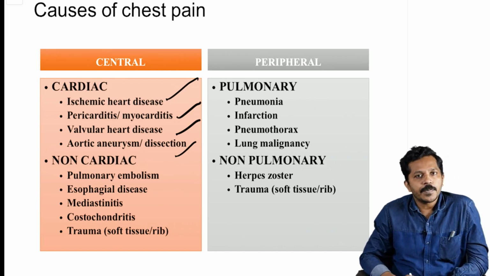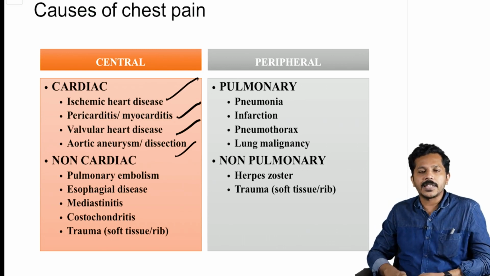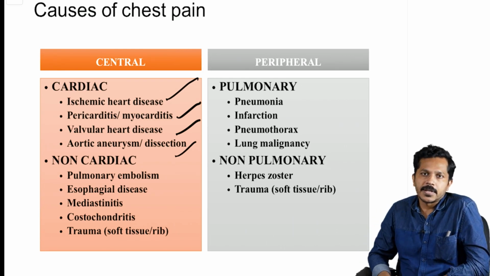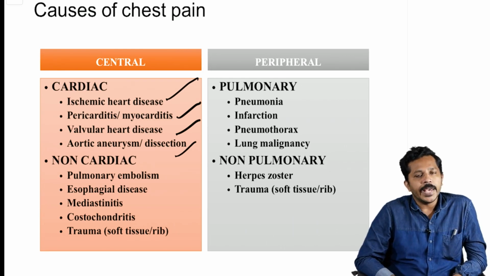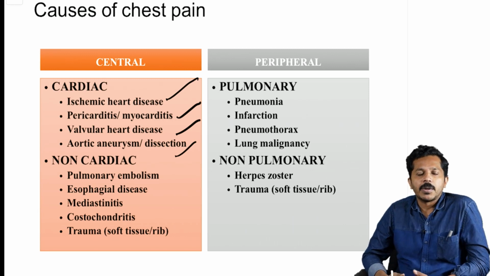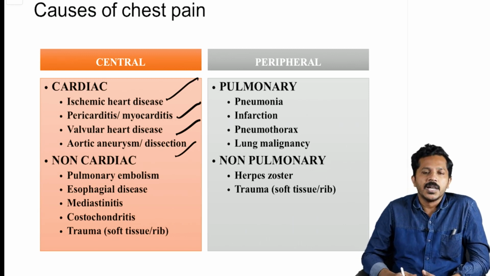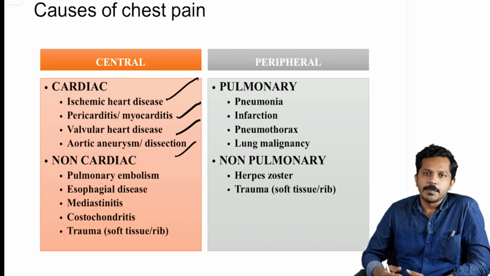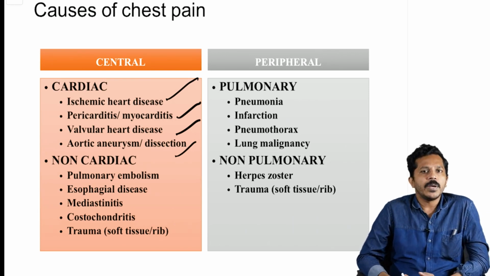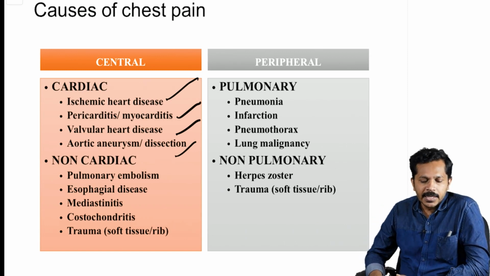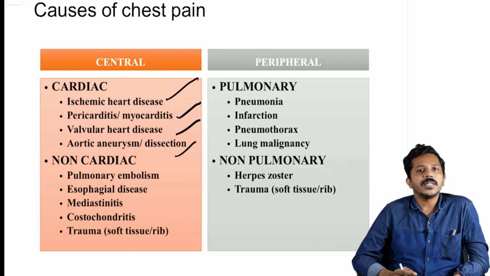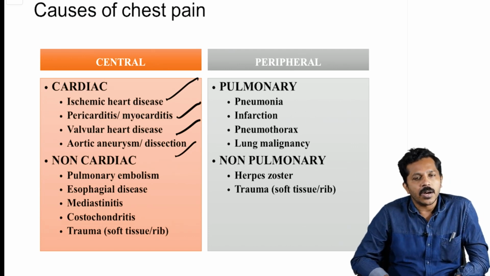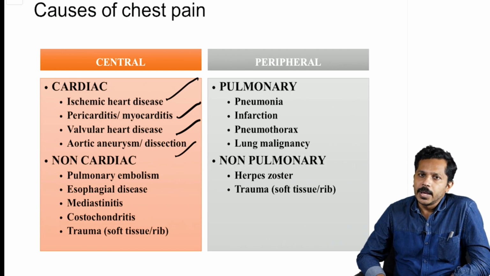Now, the peripheral chest pains. Whenever you think of a peripheral chest pain, like on the side of any part of the chest, immediately the thing that comes to your mind is the lungs or the pleura. So any disease of the lungs, for example a pulmonary infarction, pneumonia or pneumothorax, may present as a peripheral chest pain, or even a lung malignancy. The non-pulmonary causes involve the chest wall or the rib. For example, a rib fracture or herpes zoster in the skin may lead to a peripheral chest pain.